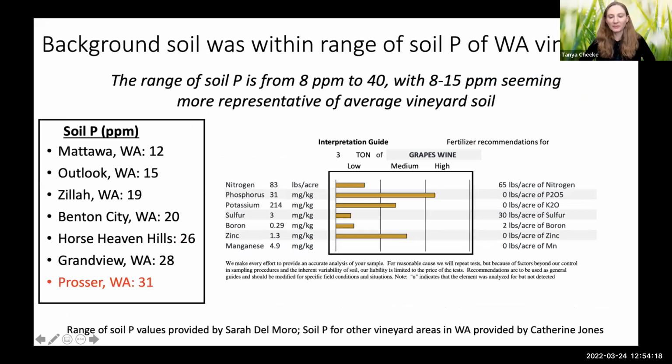And this phosphorus concentration in the background soil is within the range of soil phosphorus of Washington vineyards. So we talked with local experts and found that the range of soil P ranges from 8 to 40 parts per million, with 8 to 15 seeming to be representative of the average vineyard soil. And then here are some different soil P numbers from different areas around Washington. And then this was the Prosser number.